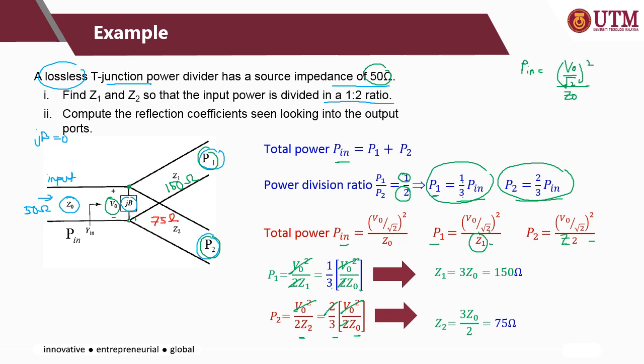Usually when the power is delivered equally to the first port and the second port, the impedance will be the same. For example, Z1 is 150, Z2 will also be equal to 150. But if it is not equally divided, you will see that the impedance will be in different values.